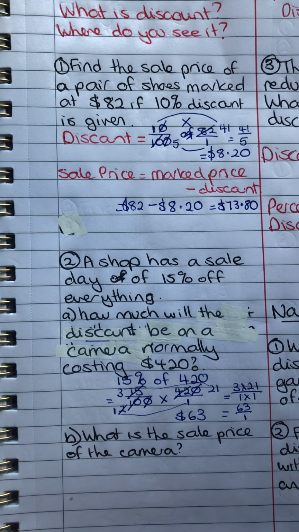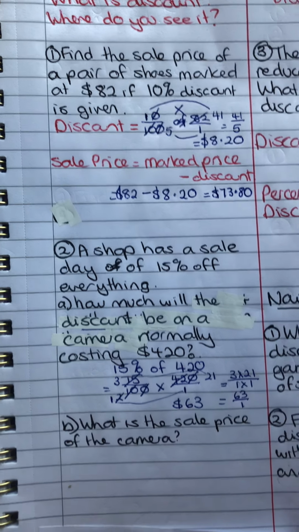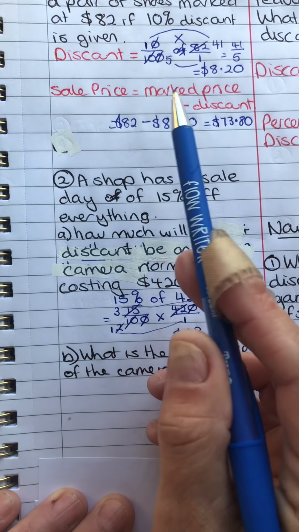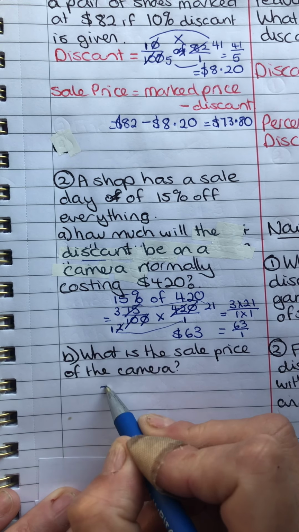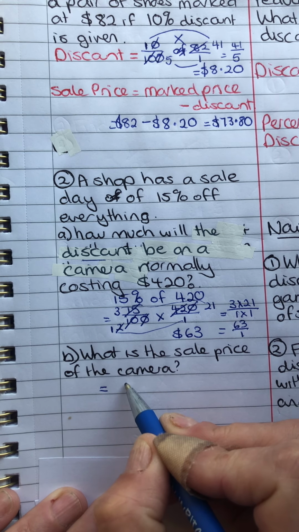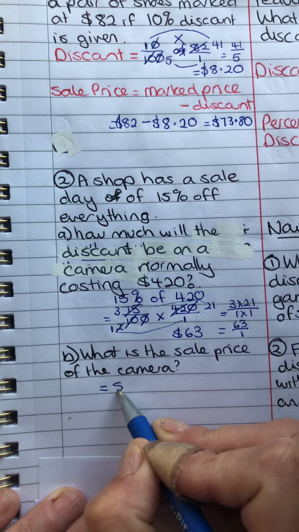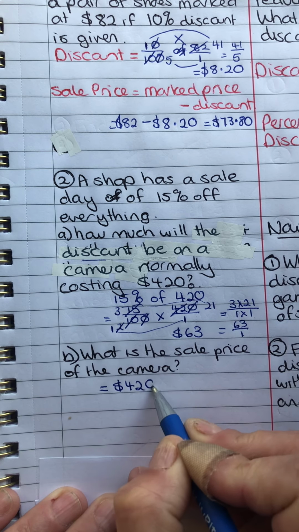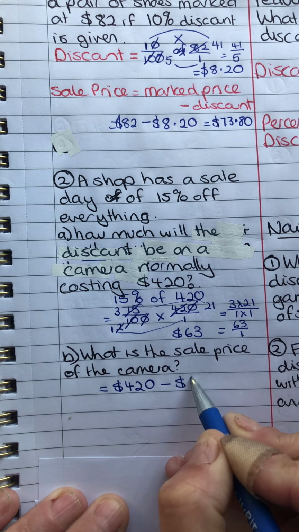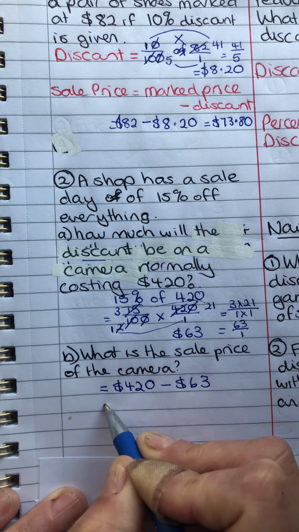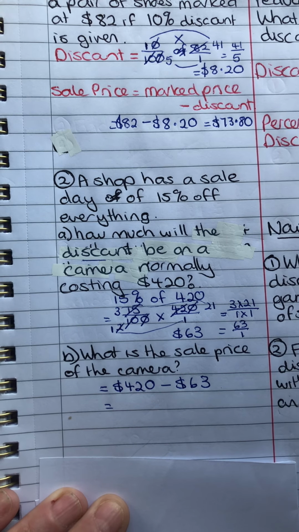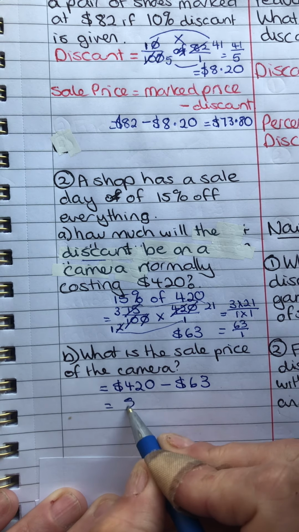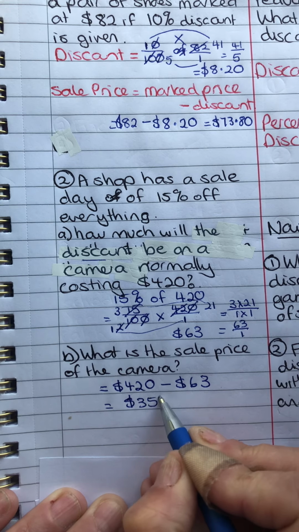What is the sale price of the camera? So sale price, remember, is marked price. So it was, what was it? $420. But you're going to save $63 today. So if you do 420 minus 63 on your calculator like I am, the camera on that day is going to be $357.